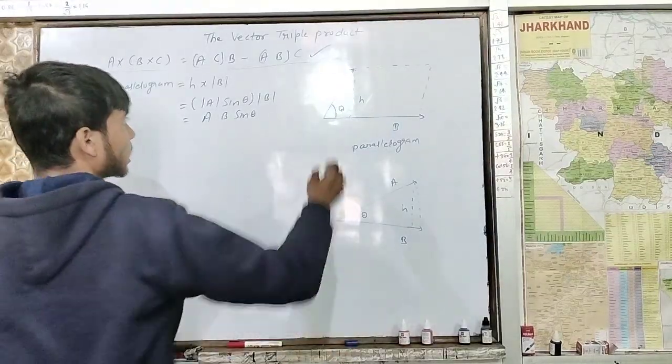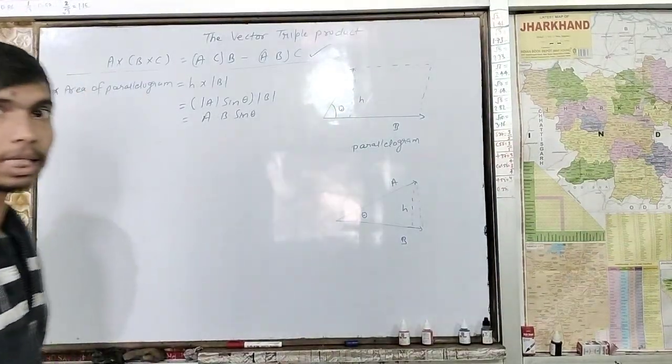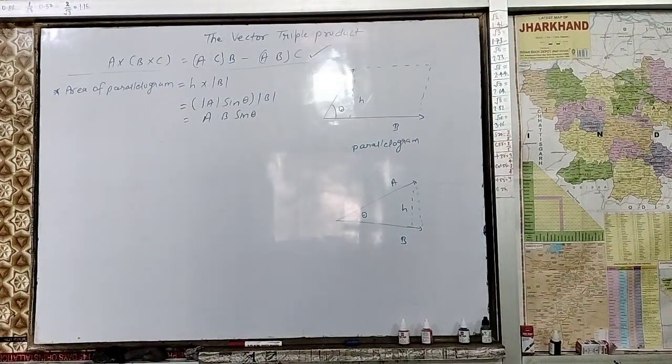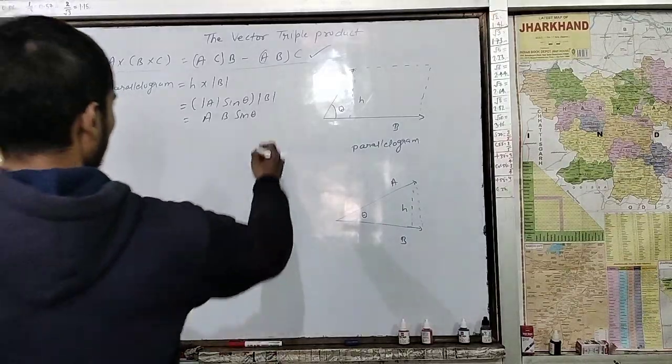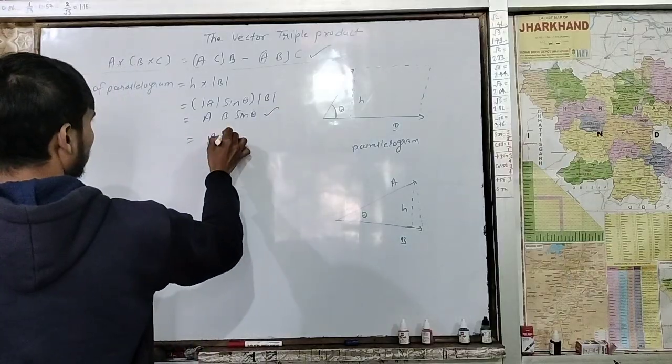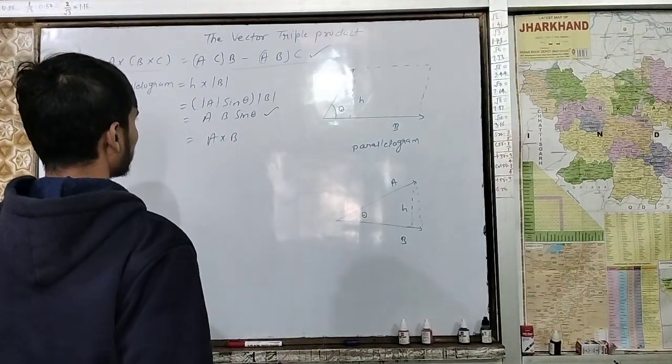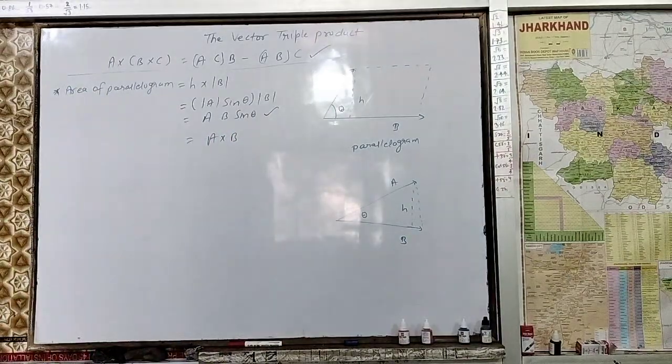Sin theta. Here the angle is 90 degrees. If the angle is 90, the last equation will be A cross B. Or you can say this can be written as A cross B. That is how you find the area of a parallelogram.